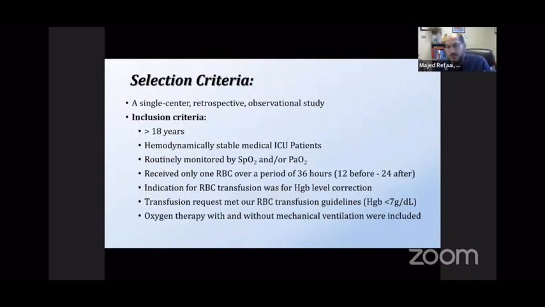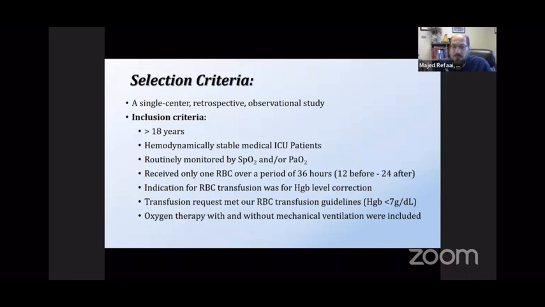So selection criteria was a little bit of a challenge here. As you know, it's a single center retrospective observational study. So we included patients 18 and older, hemodynamically stable medical ICU patients, routinely monitored by either SpO2 or both of them, or PaO2. They received only one red blood cell unit over a period of 36 hours, which is 12 hours before transfusion and 24 hours after transfusion. So we consider the transfusion as time zero.